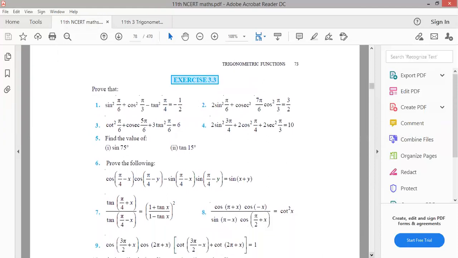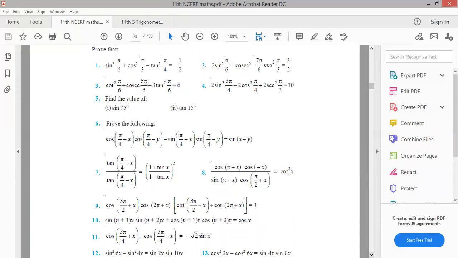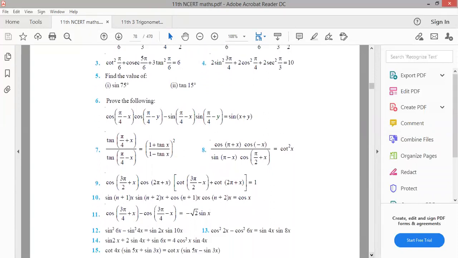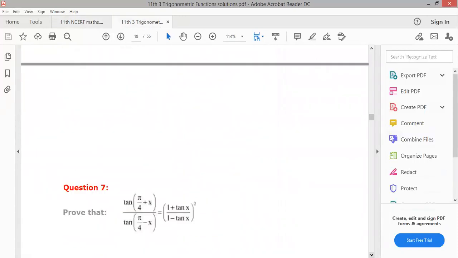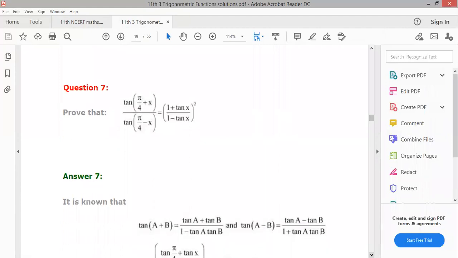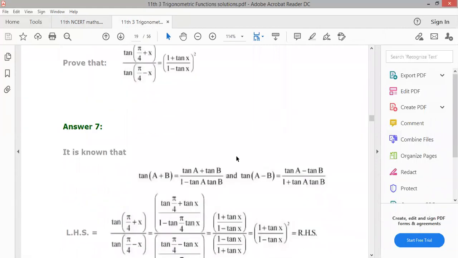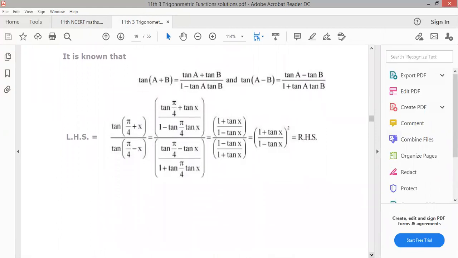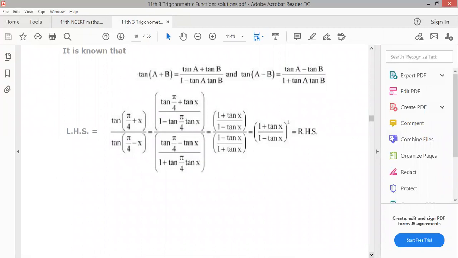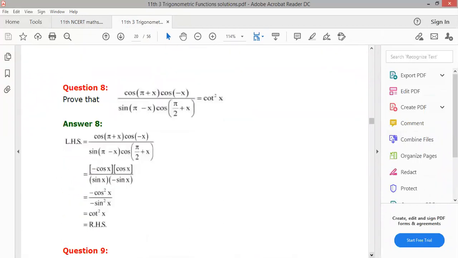So next are questions number 7, 8, 9, 10. Up to question number 9, the situation is the same, and I have even solved the questions here. You can see here is question number 7. I have used the formula tan of A plus B is equal to tan A plus tan B divided by 1 minus tan A tan B. Tan of A minus B is equal to tan A minus tan B divided by 1 plus tan A tan B. So we have used these formulas in order to solve these questions.